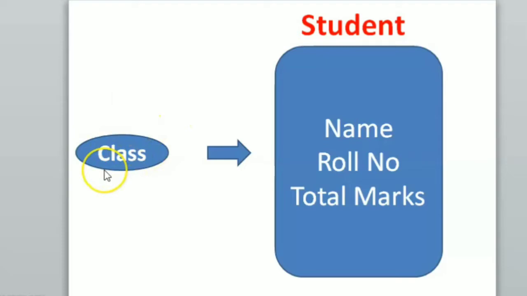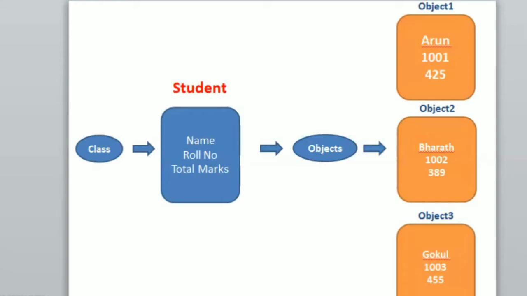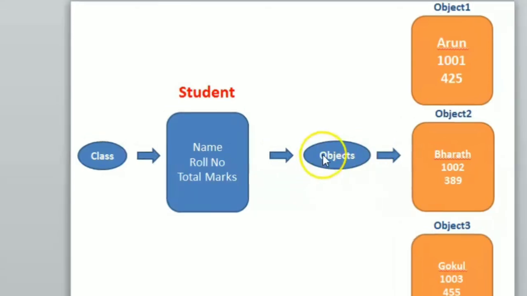Let me explain this with an example. We have a class here, that is Student, and it has various variables such as name, roll number and total marks. What are objects? Objects are nothing but instances of these particular classes, that is, of the Student class. I will give some examples of objects. Objects are instances of a class. Here the class is Student, so the object will be an instance of the Student class.